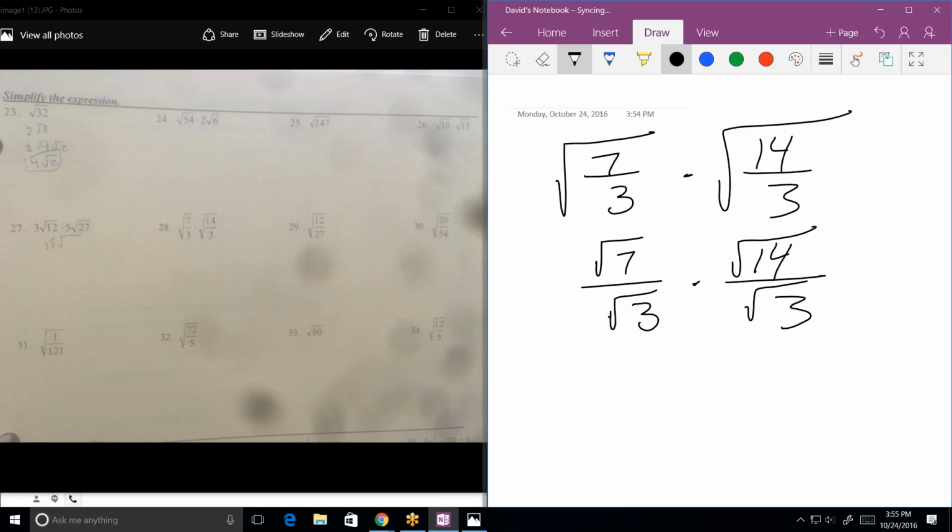Now, what can I do on the top? Don't you want to get the radical out of the denominator on both of those? I'm sorry, what? Don't you want to get the radical out of the denominator? Yeah, that happens immediately. As soon as I multiply those two together, I get a 3.